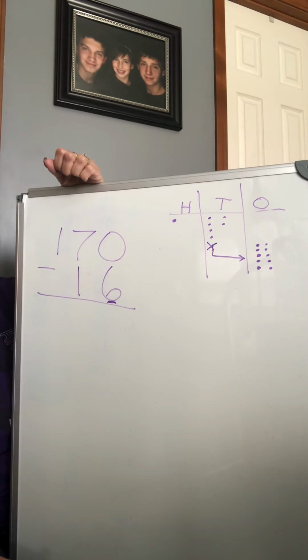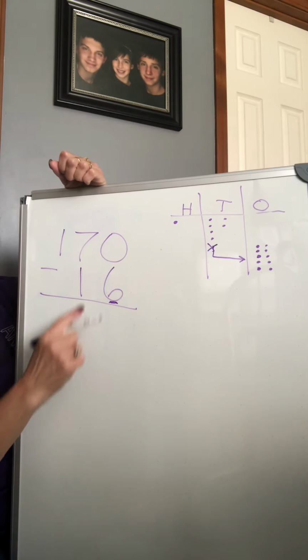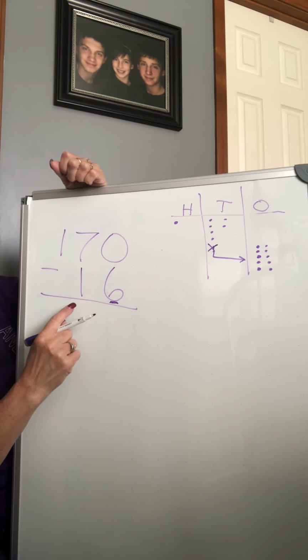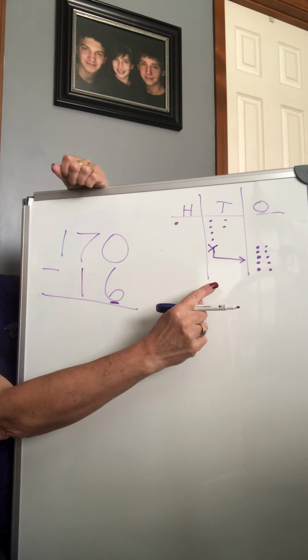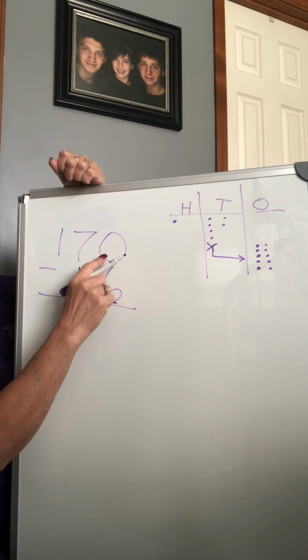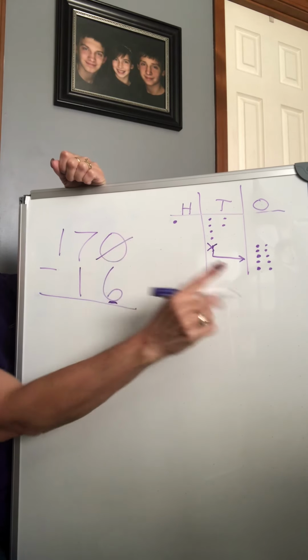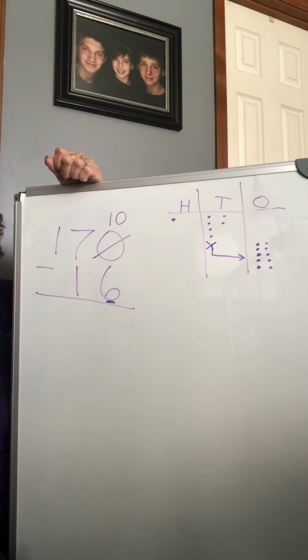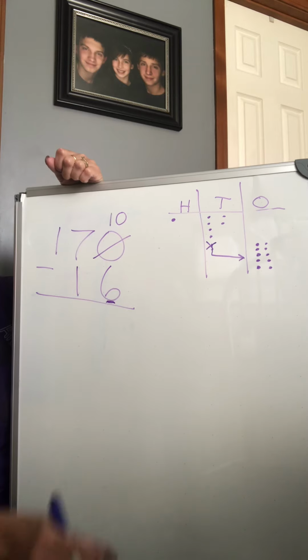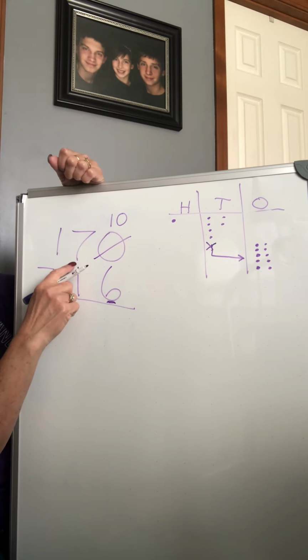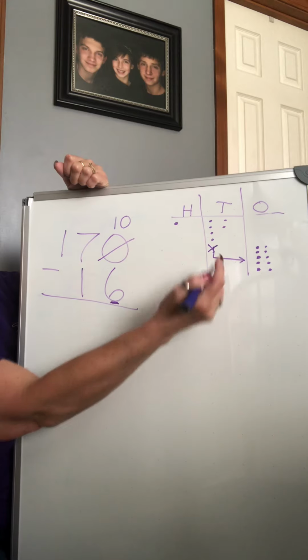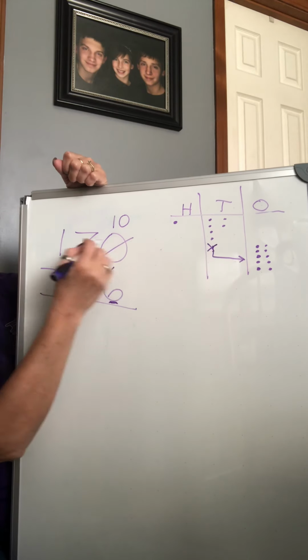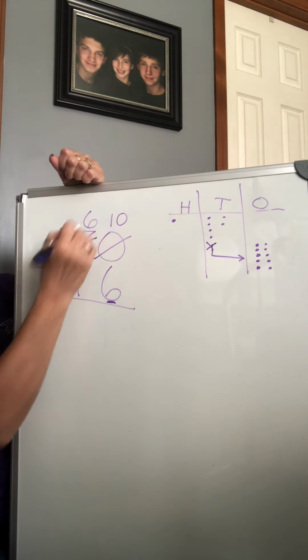All right, do that on your paper. Now remember, I've got to make my vertical or my tall form look like my discs. So I no longer have 0 ones. I have 10 ones. Change that. I no longer have 7 tens. I have 6 tens. So cross out your 7 and write 6 above it.